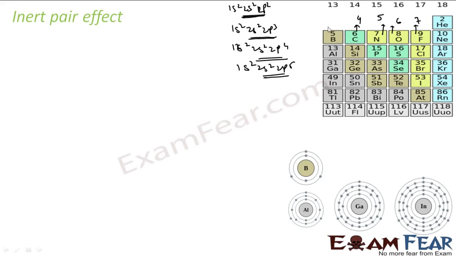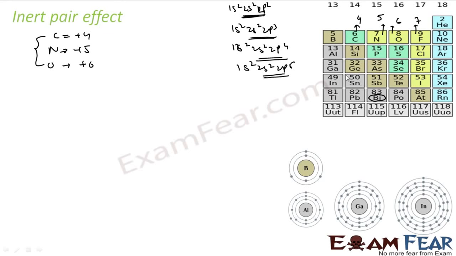So typically, the maximum oxidation state shown by a p block element is equal to the number of valence electrons. For example, carbon shows a maximum of plus 4 oxidation state. Nitrogen will show a maximum of plus 5. Similarly, oxygen will show a maximum of plus 6. Correct? But if you go down the group, the maximum oxidation state is not shown. For example, Bi will not show plus 5 oxidation state. Sn may not show plus 4 oxidation state, right?